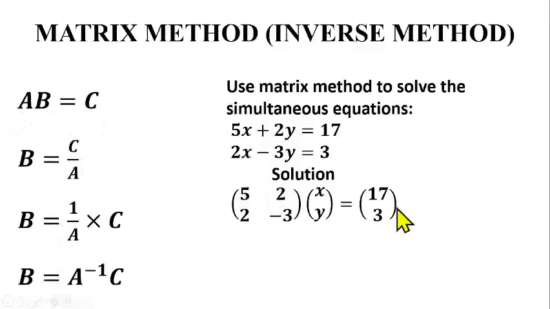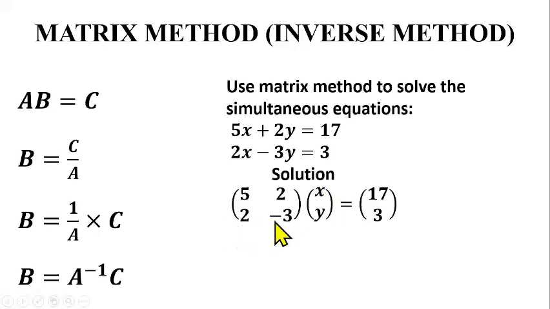Okay, this one and this one, they look alike, where A stands for this matrix, B stands for this matrix, and C stands for this matrix. Is that correct? Good. Our aim is to find this column matrix, which is our unknown. We have to find S and Y.